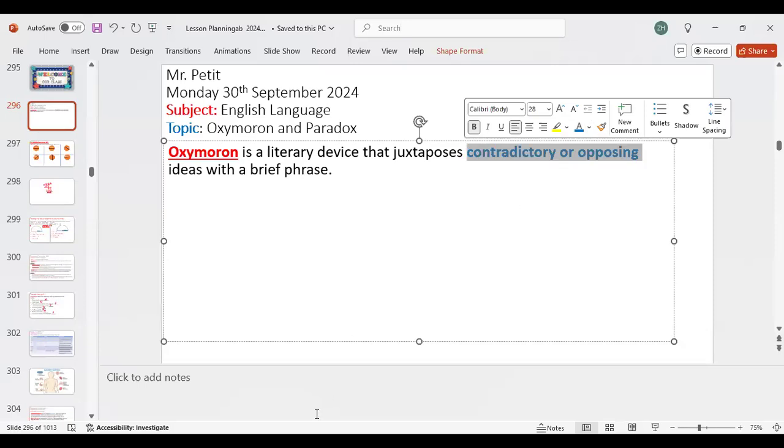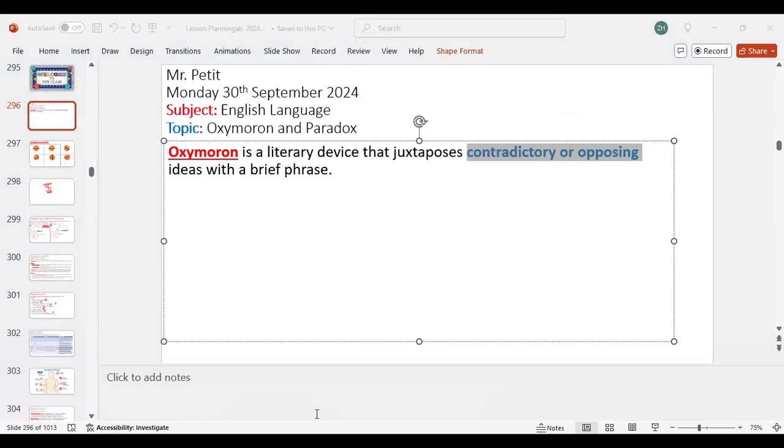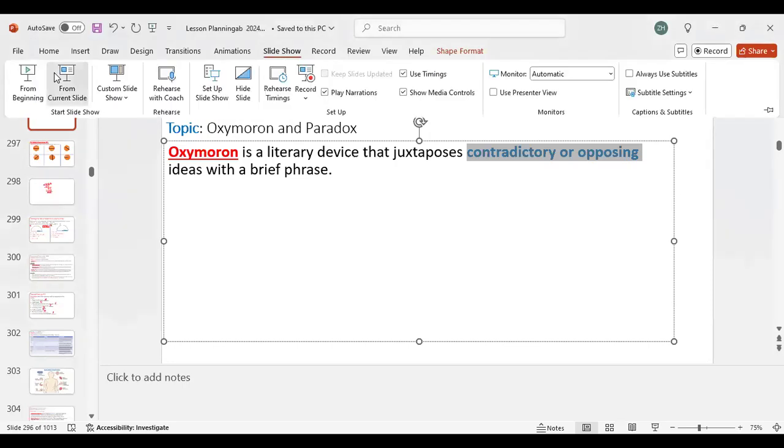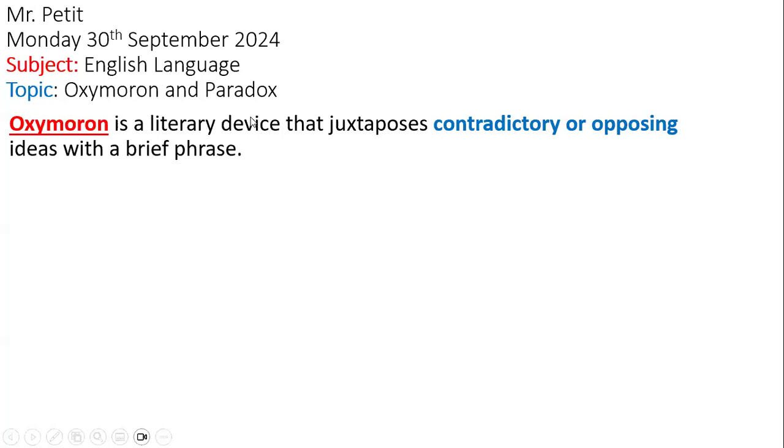Is Amaya here? Yes, I'm here. Can you read the definition for oxymoron? Oxymoron is a literary device that juxtaposes contradictory or opposing ideas within a brief phrase. Very good. So it is when we take two words or two opposing ideas and put them into one brief phrase, right? So let me give you an example.